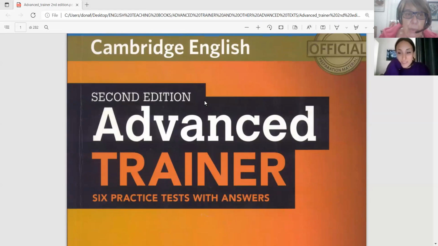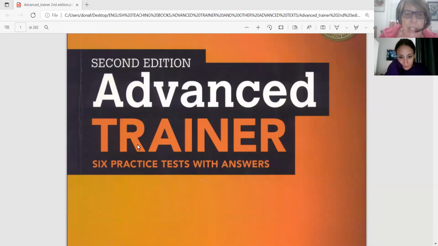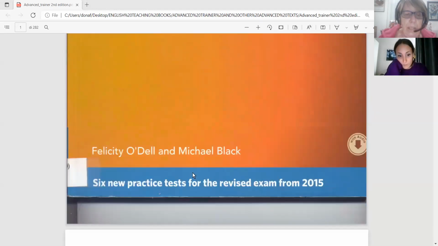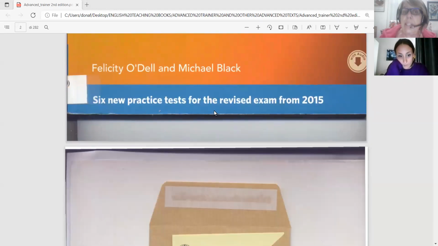So this is the book. It's called Advanced Trainer, and it's the second edition, because sometimes they change the edition according to the exam, because sometimes they change the exam a bit, but the Advanced is an exam that they don't change so often. Okay, and there are 6 tests. So complete, like a C1.